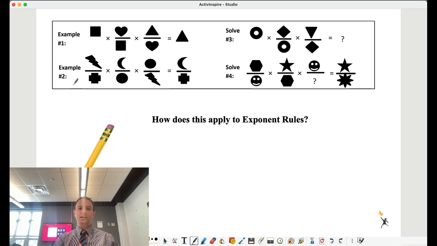All right, in our examples 1 and 2, we can really see that if we think about exponent rules, we learned a lot. If the squares are x's, the hearts are y's, and the triangles are z's, if you think about how we set that up, that would be x over x, y over y, z. There's your exponent law. 1 minus 1, they cancel. They cancel, you're left with z.